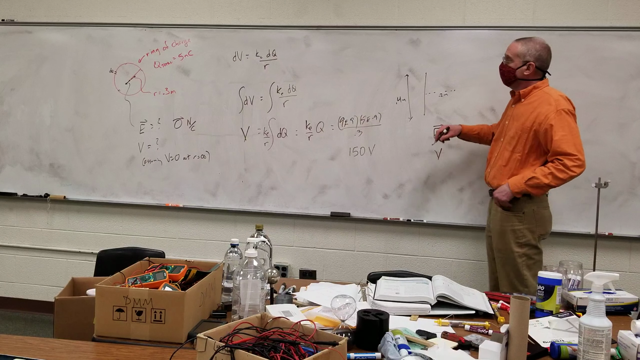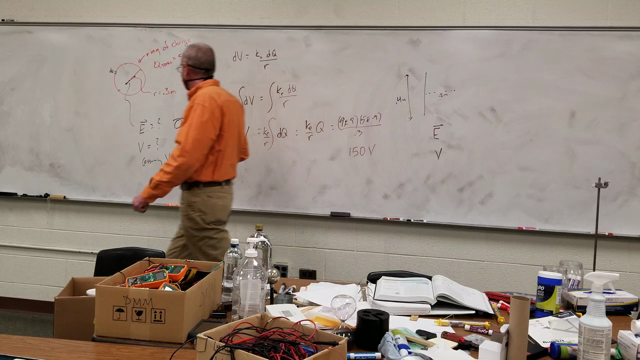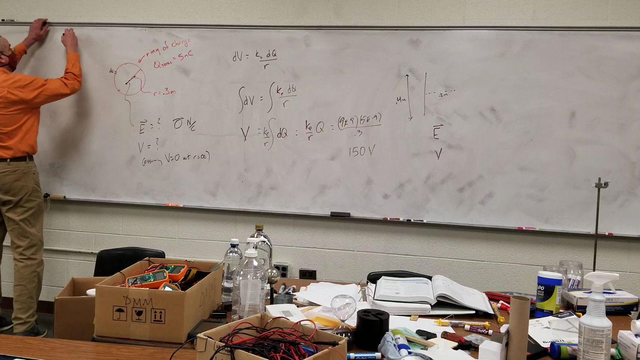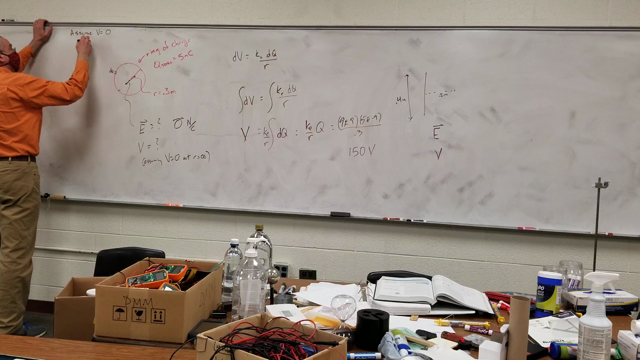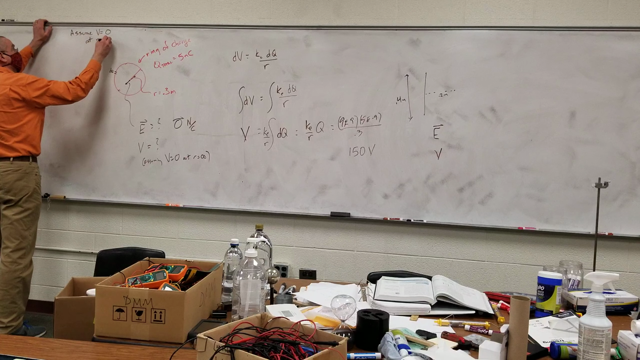Same assumption as before. Why don't I just write it up at the top of the board just so that it will cover the board. Assume V is equal to 0 at r is infinity.